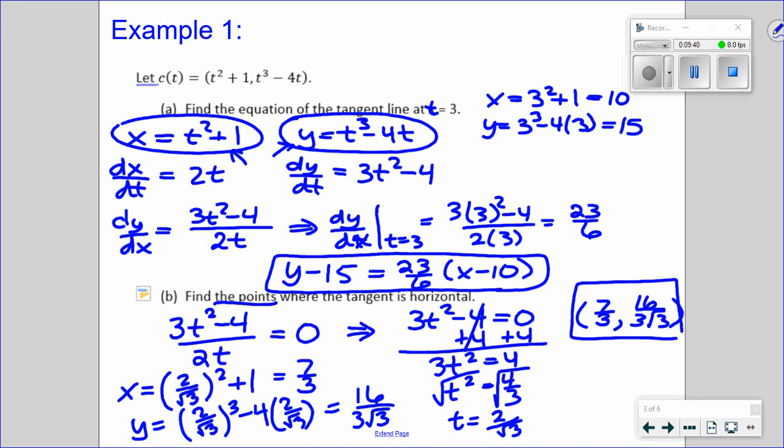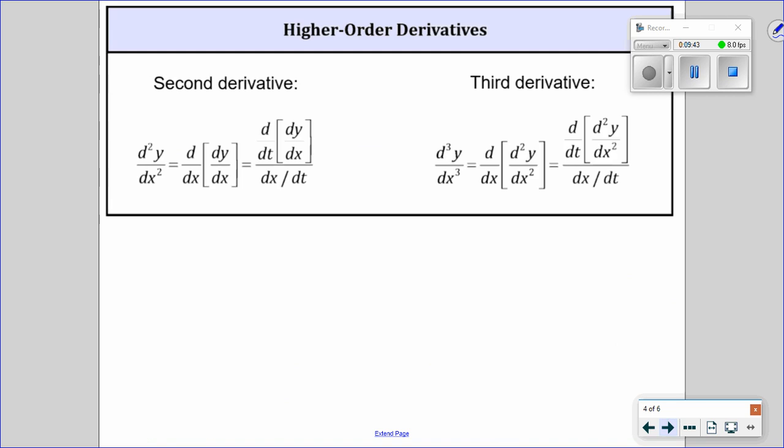Okay, now we can also find higher order derivatives of parametric equations. Most of the time you might be asked to find the first derivative and the second derivative. It's probably not often that you're going to have to find the third derivative, but you have it here in case you ever had to do that. But let's focus on the second derivative.